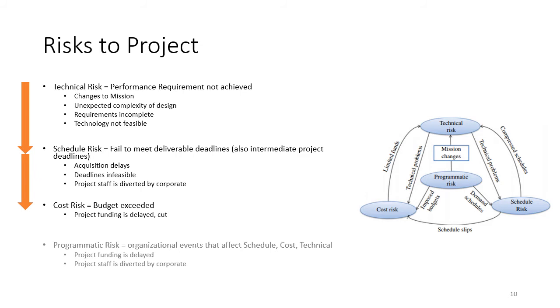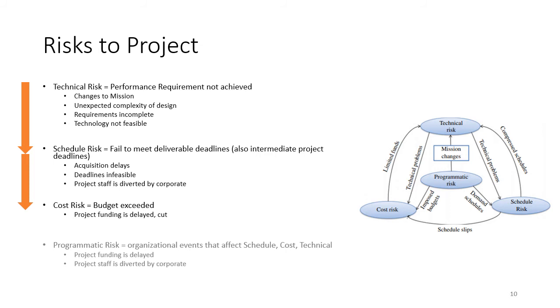When a technical risk occurs, it typically impacts both schedule and cost, and that's the purpose of those orange arrows on the left-hand side. The schedule risk is the failure to meet deliverable deadlines and also intermediate project deadlines. This can occur due to acquisition delays, deadlines, or a schedule that's not feasible. And sometimes the project staff can be diverted by corporate or other demands that could affect the schedule. So schedule risk or schedule changes always impact cost risk. And so the third bullet is that you do not want to exceed your budget. There are lots of ways that could happen, and one of them is that funding is delayed or project funding is cut.